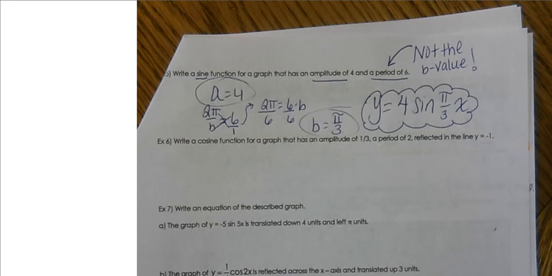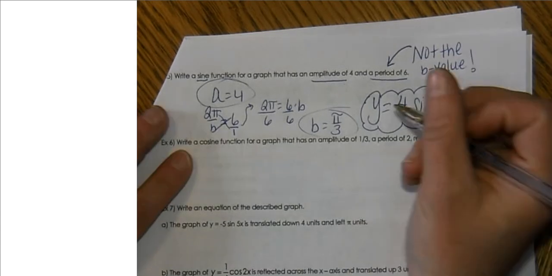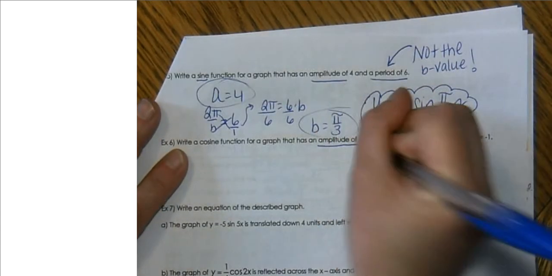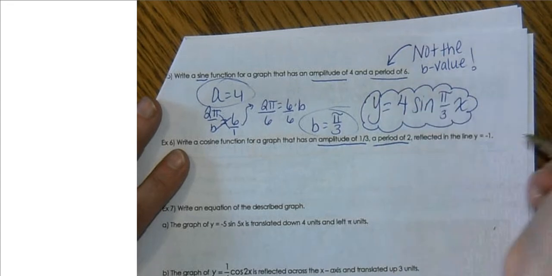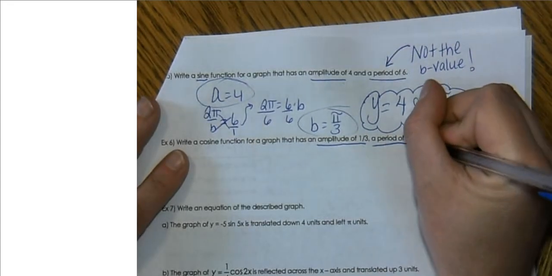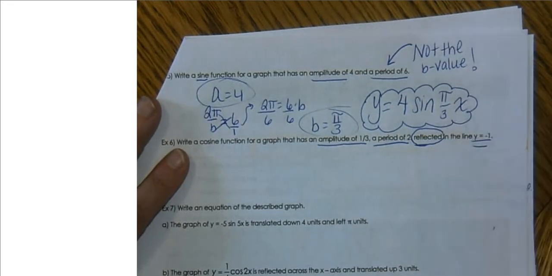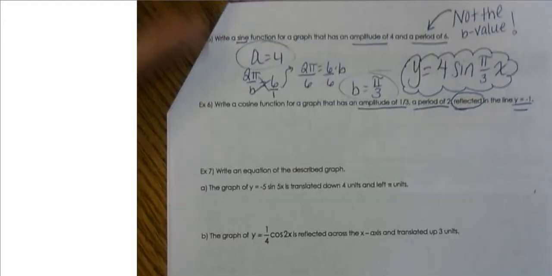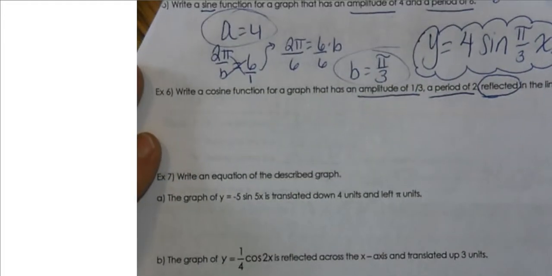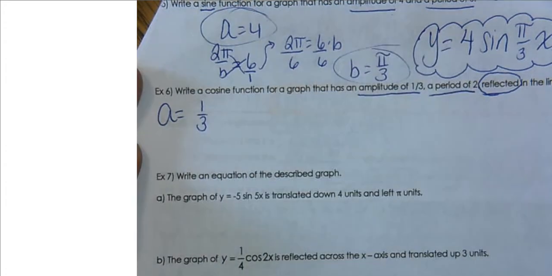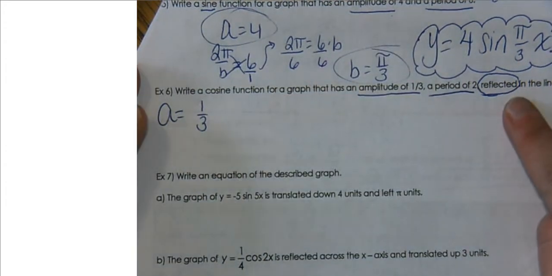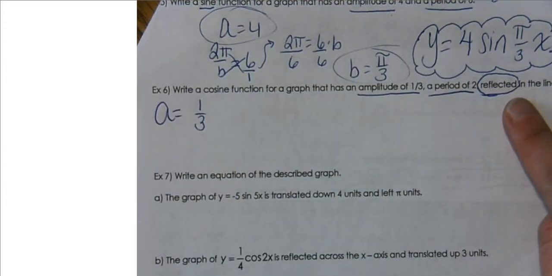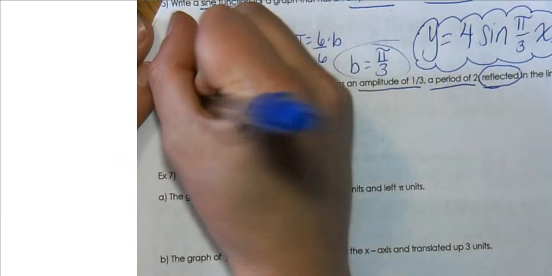In example number 6, it's asking you to write a cosine function for a graph that has an amplitude of 1/3, a period of 2. It's been reflected in the line y equals -1. Okay, so based on this information, I know that my a value will be 1/3, but because it says the word reflected, that tells me that my a value has to be negative.